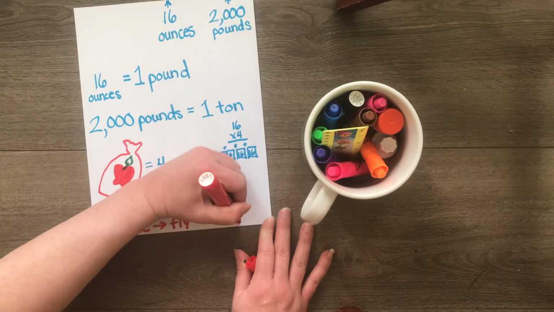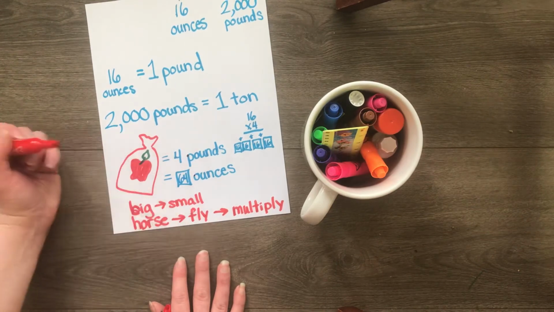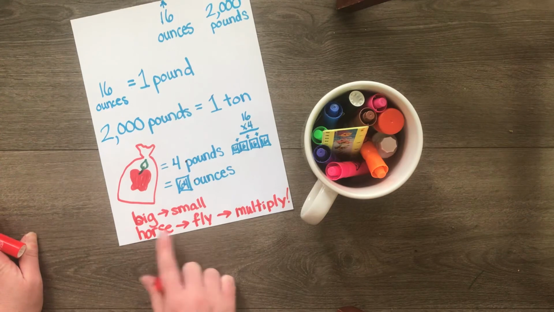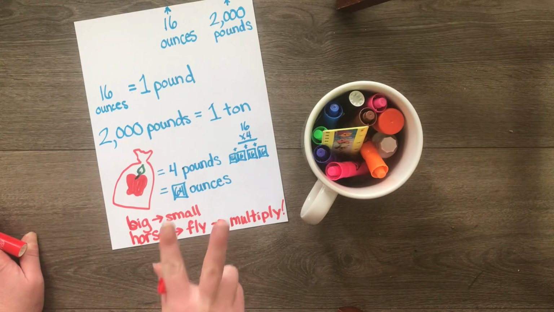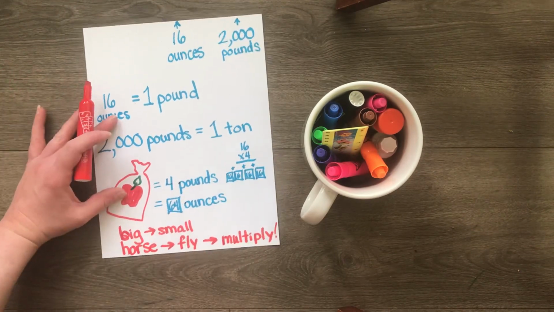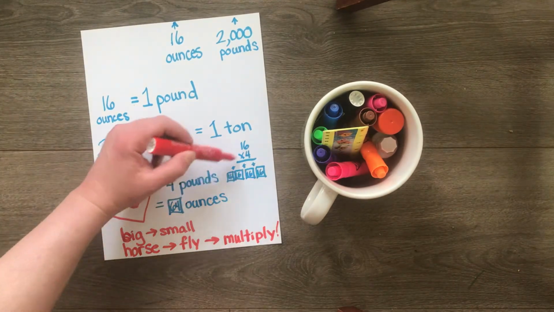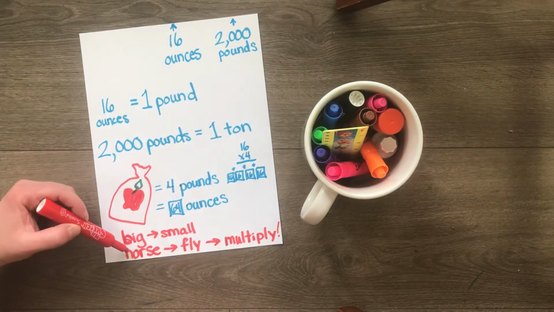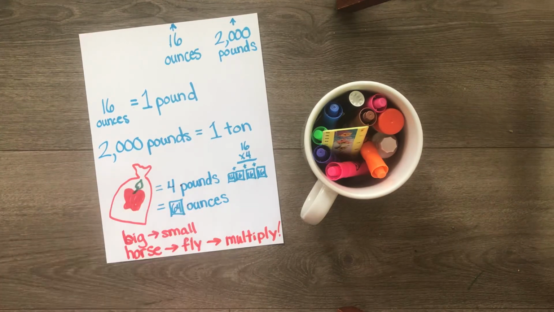So listen to this rhyme. If you're going from horse to fly, multiply. See how a horse is very big and you're going to a very small unit? You're going to multiply. So that's two different strategies that you can use when you convert pounds to ounces, when you go from a big unit to a smaller unit. You can either draw yourself a picture and imagine how to calculate the problem, or you could remember this little trick. Horse to fly, multiply.